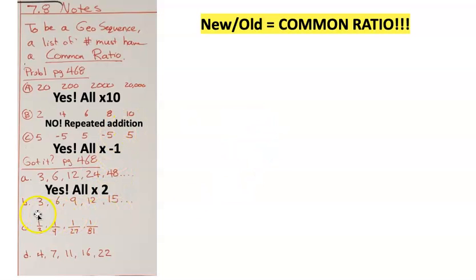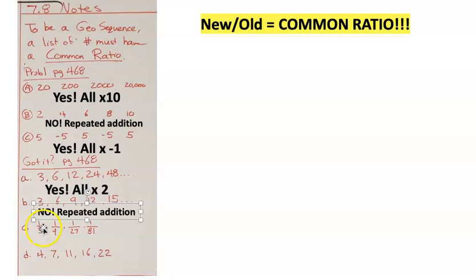All right, next one. 3, 6, 9, 12, 15. Nope, that's going to be a repeated addition situation. So no, you're just adding 3. That's not what we're talking about. We're talking about repetitive multiplication or division.